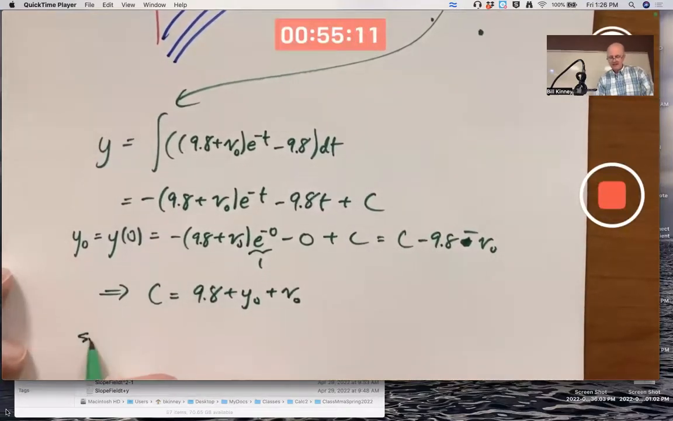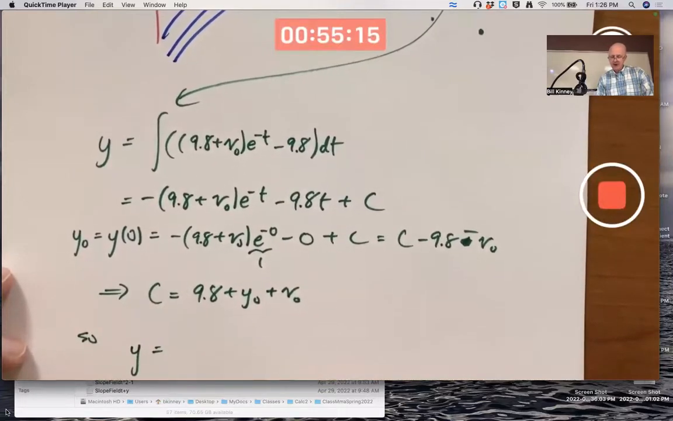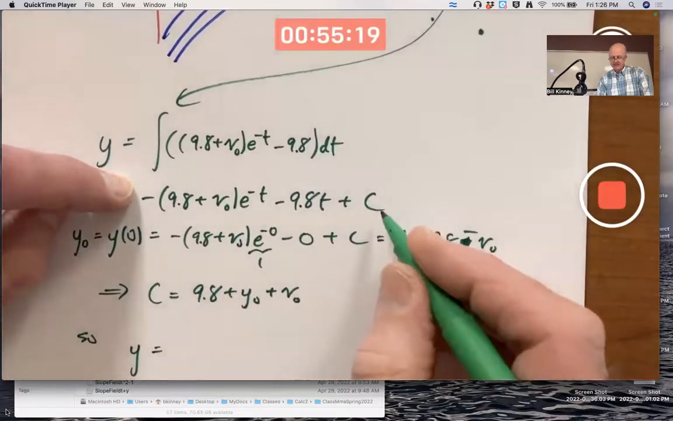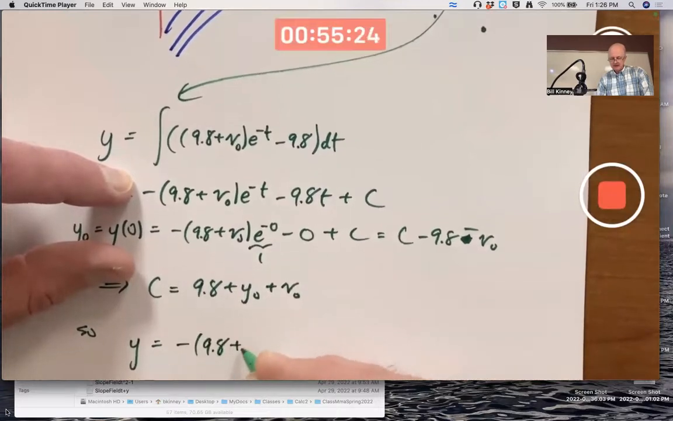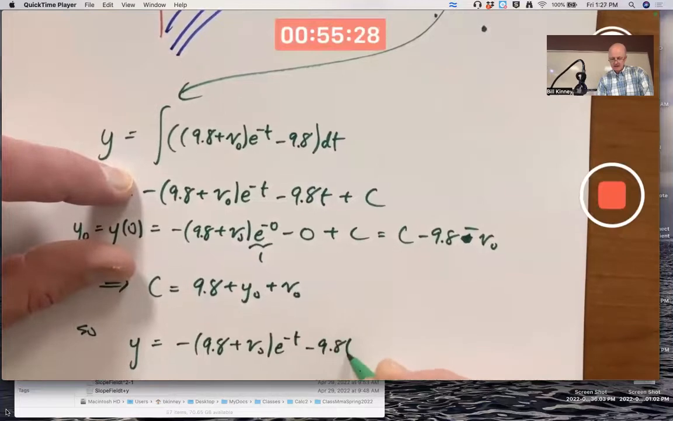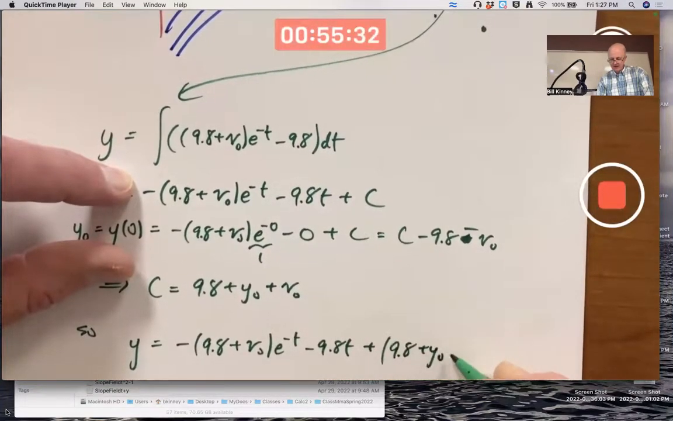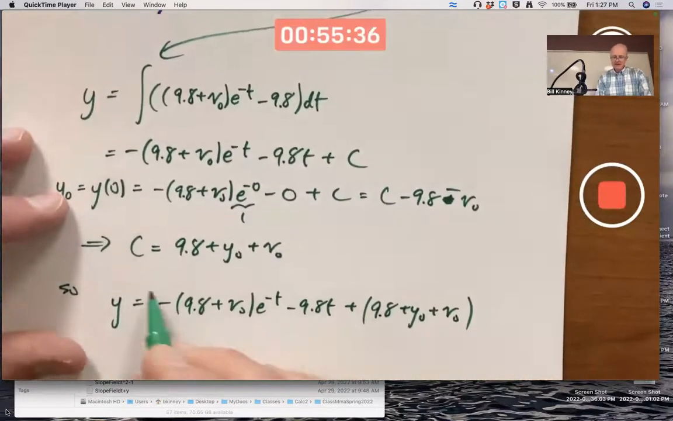So the height, Y, in terms of both the initial height Y naught and the initial velocity V naught, look right here and replace C with this. I'm using parentheses over here. I don't have to use parentheses. That'll be the height as a function of time.